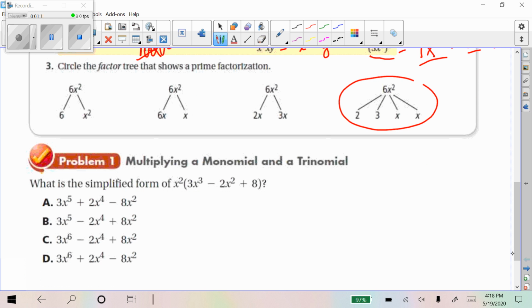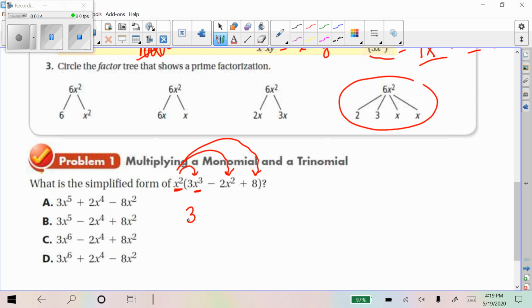All right, so the first thing we're going to learn how to do is multiply a monomial and a trinomial. Basically, we're just using the distributive property. So we're going to multiply this x squared times this, the x squared times this, the x squared times this. Now remember, when you're multiplying powers, you add them. Because remember, this is x times x right here, and this is x times x times x. So you really are multiplying by x 5 times.